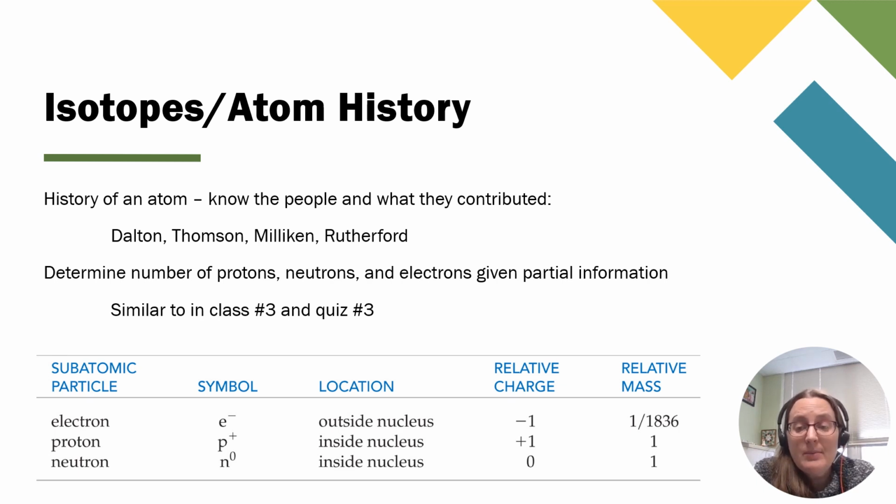The table on the bottom of the slide here shows you the electrons, protons, and neutrons, their relative charge, and their relative masses. Protons and neutrons each have a mass unit of 1. Neutrons are neutral, protons are positively charged, and electrons are negatively charged and located outside of the nucleus.